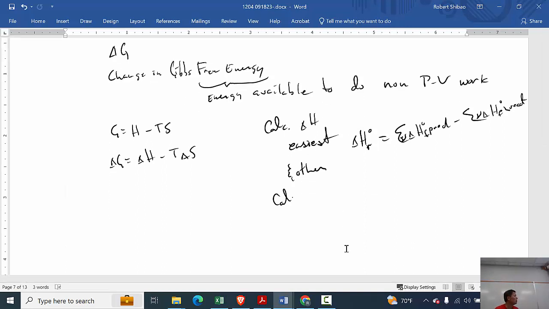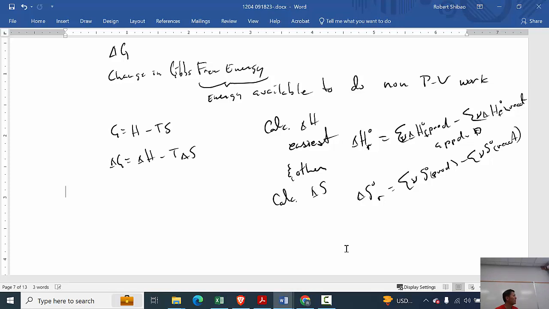For our calculation for delta S, the easiest way we're going to calculate delta S is by using Appendix D data as well. Appendix D, the data tables. This is going to give us delta S standard for the reaction. And this is just the sum of nu S for the products, the absolute entropies, minus the sum of nu S for the reactants.